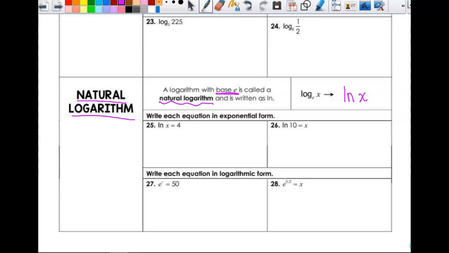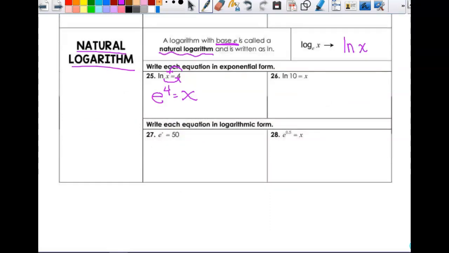So when we want to rewrite these in exponential form, it doesn't look like there's a base there, but because it's a natural log, the base is e. So the base right there that you don't see is e. So I'd have e, and I do it the same way, to the fourth power equals x, right around in a circle, right around the equal sign. So you do number 26. 26 would be e to what power? x equals 10. Good.